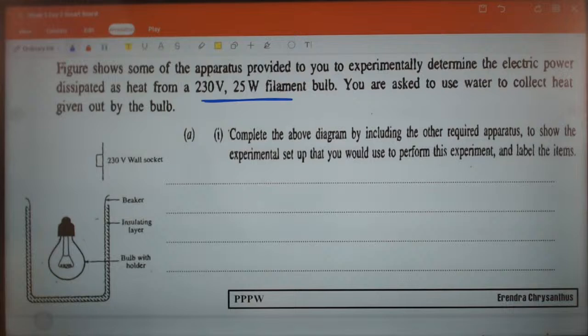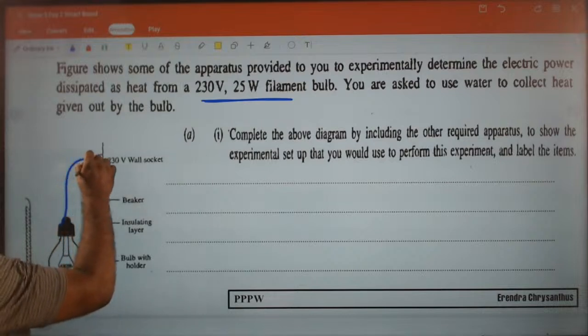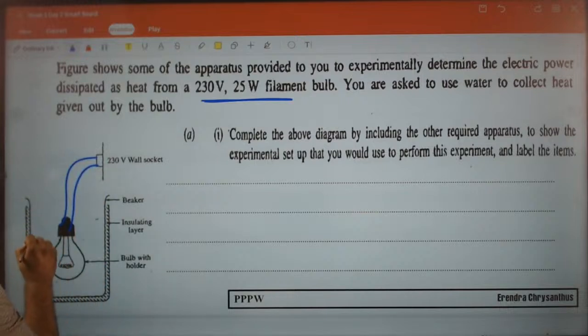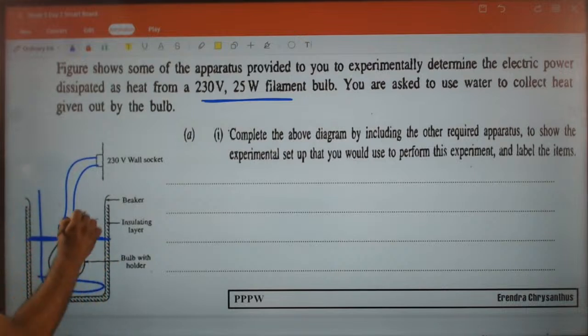Complete the above diagram by indicating the other required apparatus to show the experiment setup you would use for this experiment. Well, this is connected to the socket here. Water is filled almost up to the brim here like this. You make sure it doesn't touch the exposed surface. You will need a stirrer, you will need a thermometer, and you will need a cover. Correct.